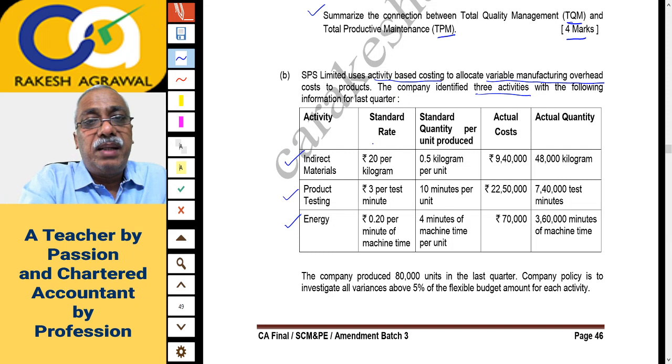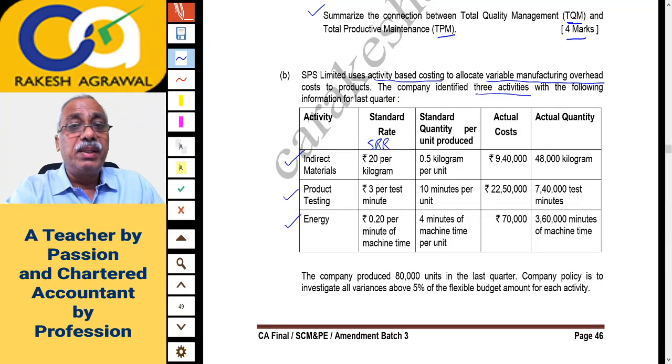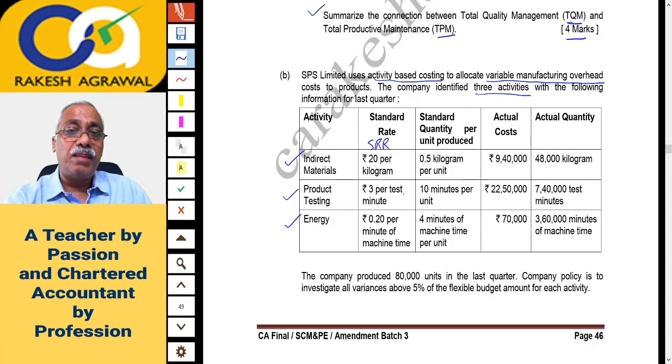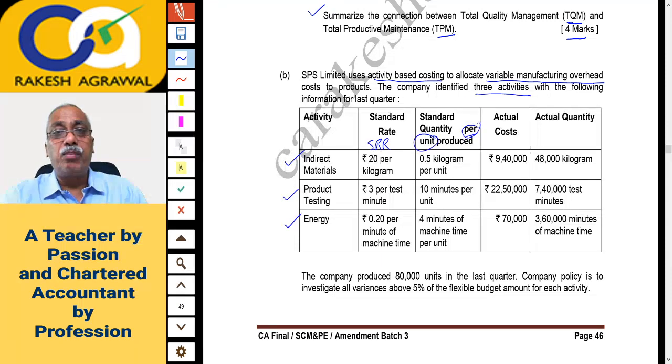Standard rate means SRR. You can say standard recovery rate, or in case of activity-based costing, it will be your activity cost driver rate. It is 20 per kilogram, 3 per test minute, 0.20 per minute of machine time. Standard quantity per unit produced. This data is for each unit. So standard quantity required for 1 unit: 0.5 kg, 10 minutes per unit, 4 minutes of machine time per unit.